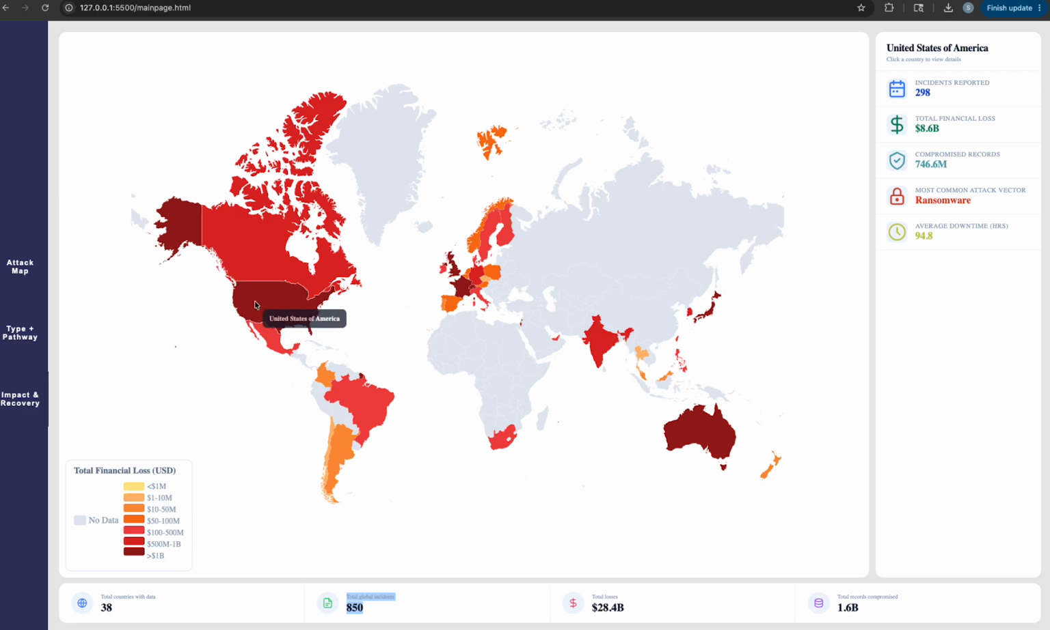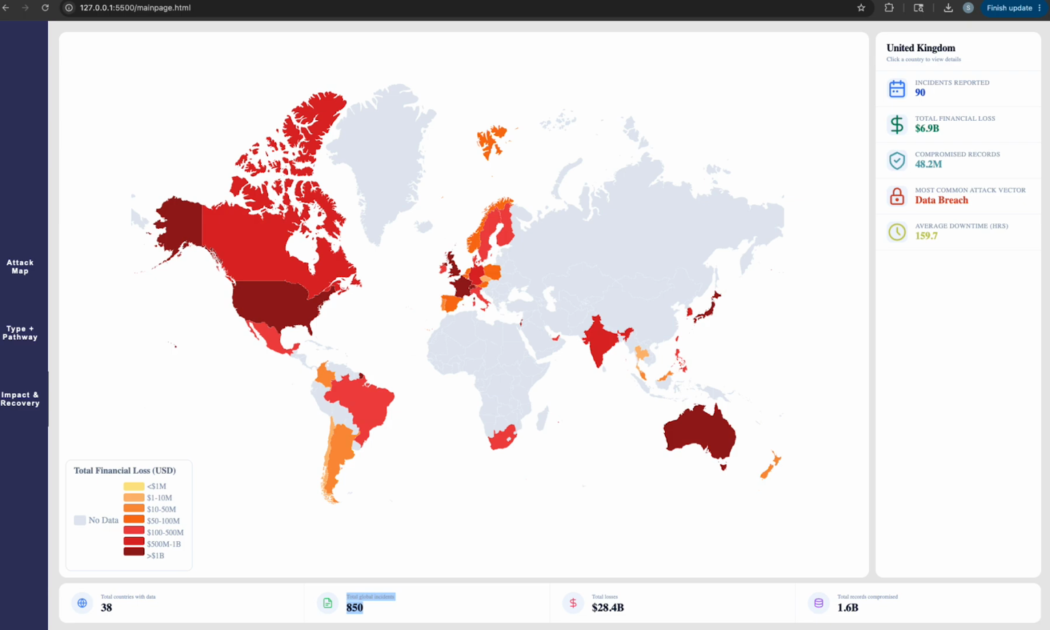So if you were to click on a country like United States, we see that there's 298 incidents and 8.6 billion in financial loss. But if you were to click on a country like United Kingdom, you would see that there's only 90 incidents reported and $6.9 billion in the financial loss. So that's half the incidents, almost the same financial damage. So this means that the UK is not getting attacked more frequently, it's just getting hit harder by higher value attacks.